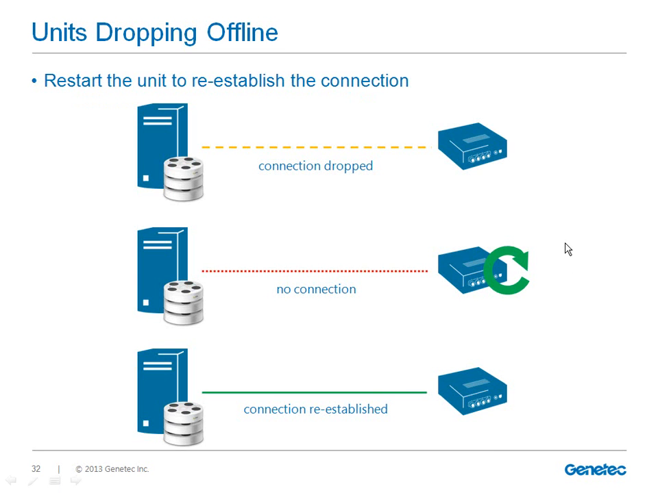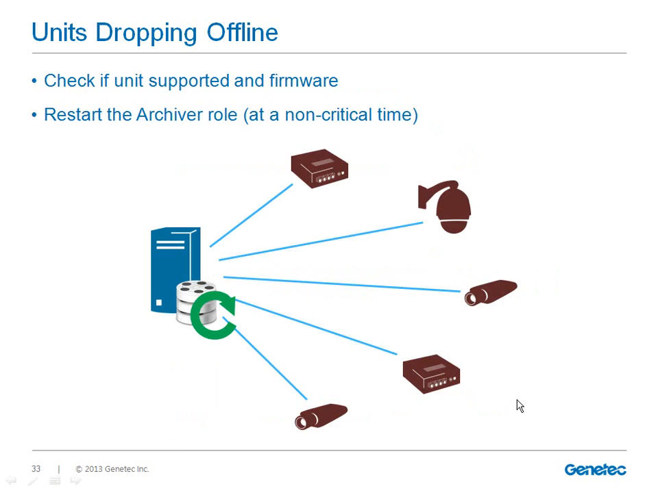If this is the first time that this has happened, you can just try to restart the unit. When it comes back up, it's going to try to reestablish the connection to the archiver. If the connection was dropped on the archiver side, it'll probably see the reconnection attempt and regain communication with the unit. If the unit is not on the supported list or on the right firmware, you may also see this kind of behavior where the archiver loses the connection to the unit. Another thing to try is to restart the archiver role this unit has been assigned to. Just bear in mind that this will affect the other cameras which are connecting to the archiver, so it might be something you want to schedule for a non-critical time.